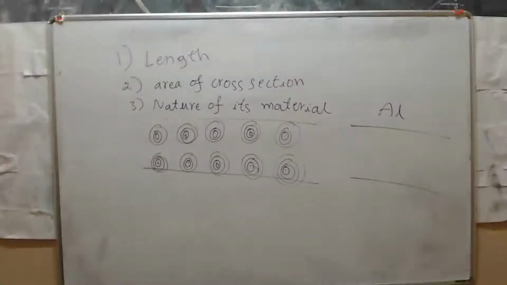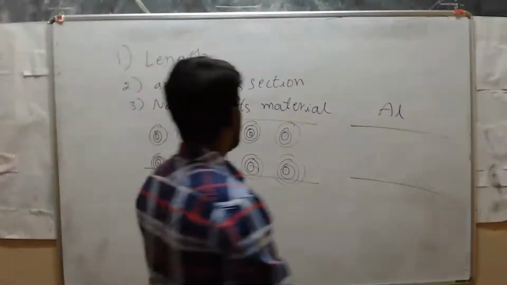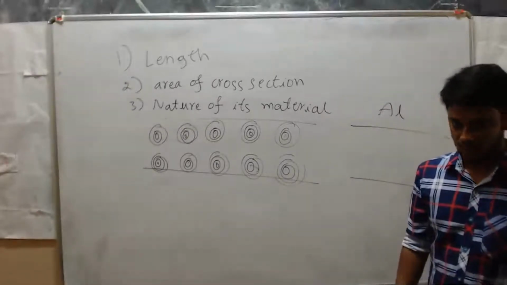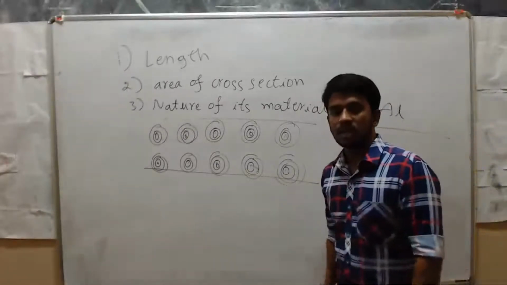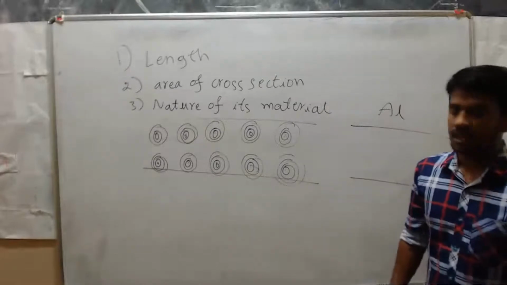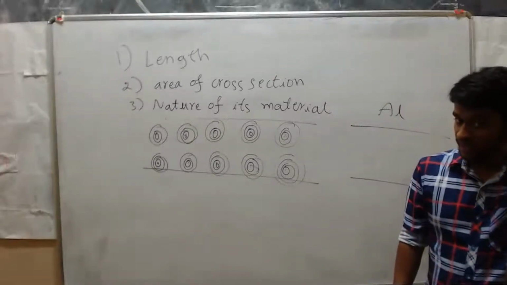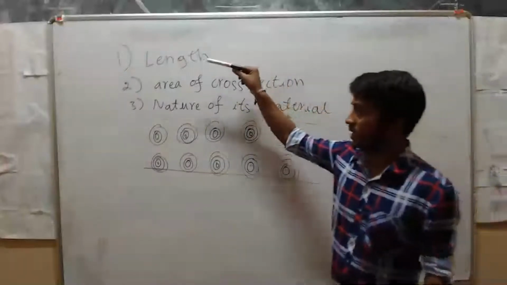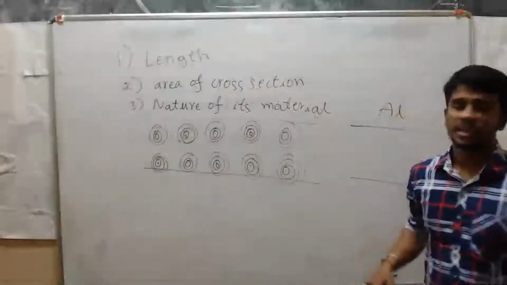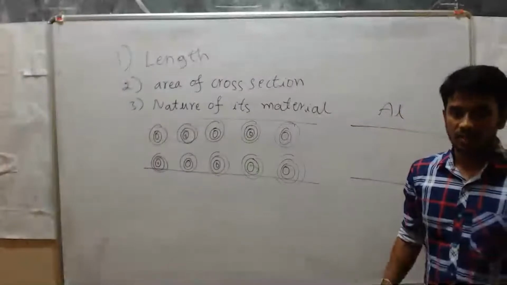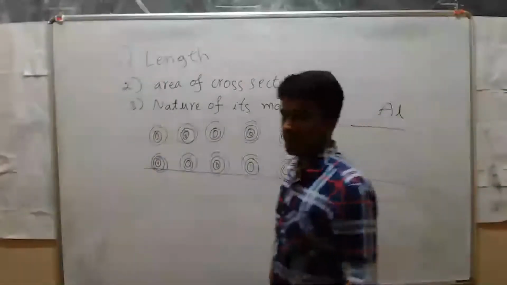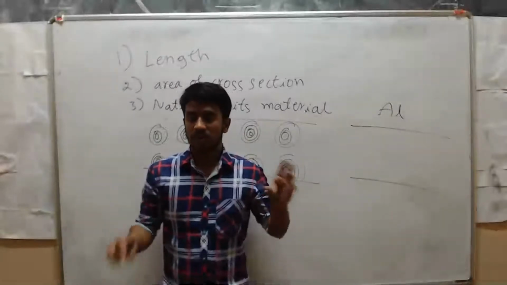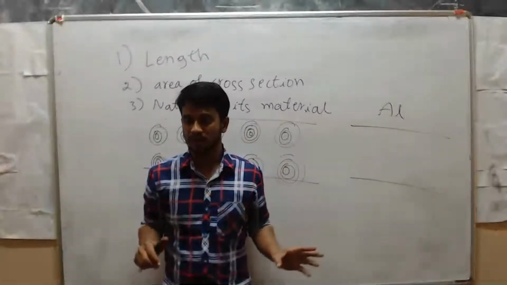And there is one more, which they have not mentioned in the textbook. That is temperature. Already in the previous class we studied that when you increase the temperature, the resistance value changes, right? So the fourth one is temperature. But these three are important: length, area of cross section, and nature of its material. If you take copper wire, aluminum wire, silver, or gold, the resistance is different.